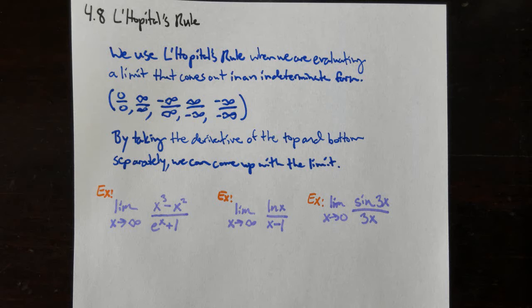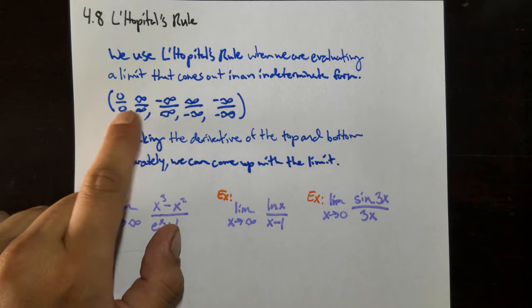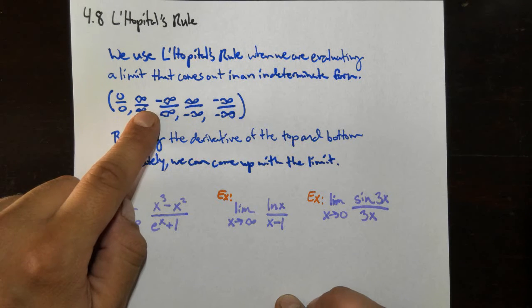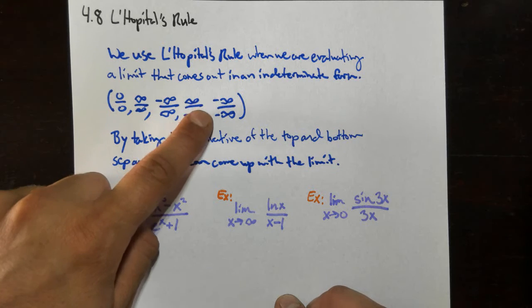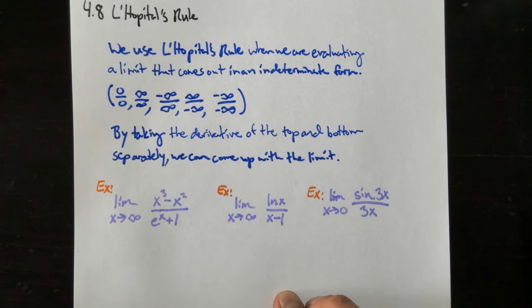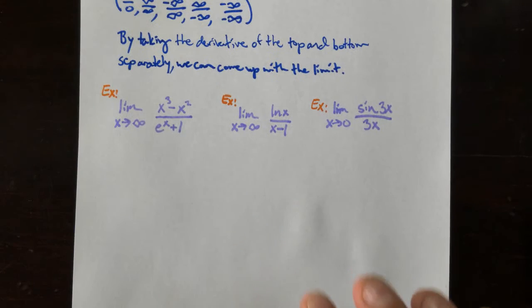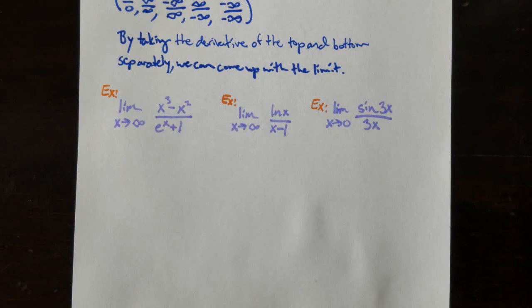As you saw from the videos, we have an idea of what L'Hopital's rule is, so let's go over it briefly. We use L'Hopital's rule when we are evaluating a limit that comes out in an indeterminate form. Indeterminate form would be any one of these forms: 0 over 0, infinity over infinity, negative infinity over infinity, infinity over negative infinity, or where both infinities are negative. By taking the derivative of the top and bottom separately, which is the key phrase here, we can come up with the limit.